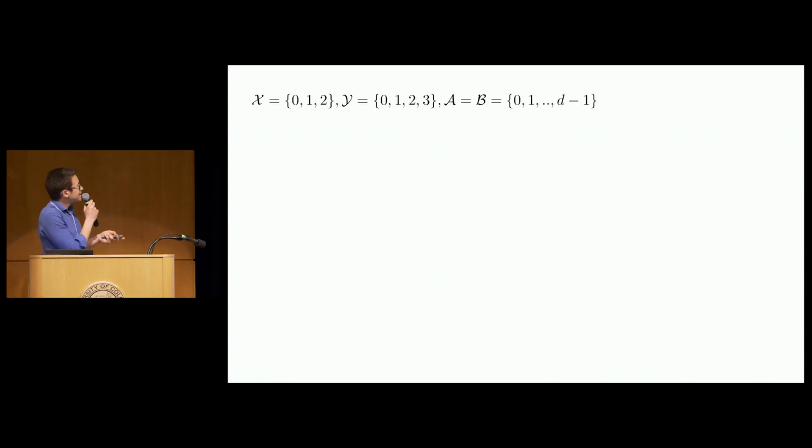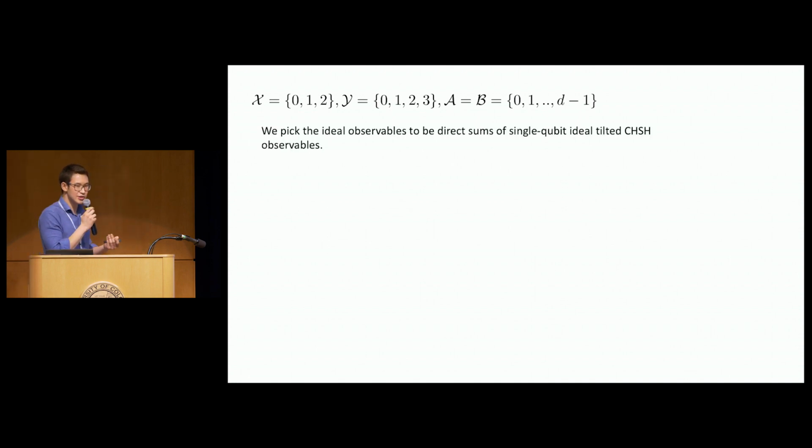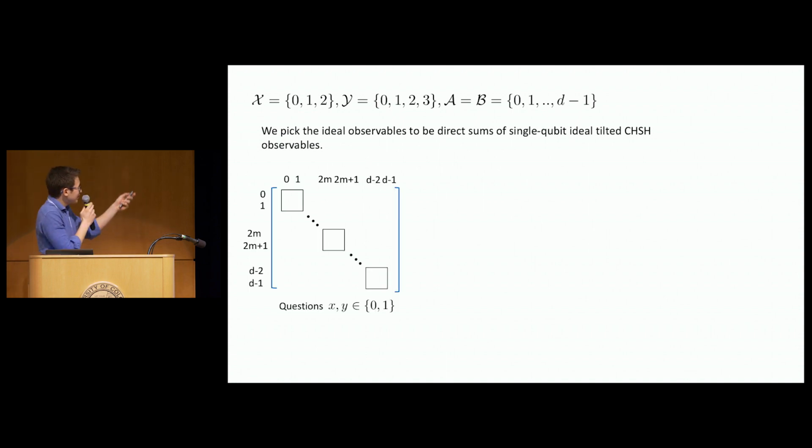Here is the self-testing correlation for such a generic state. As I anticipated, it's on question sets of size 3 and 4, and answer sets of size D. I'll describe it by telling you what the ideal observables are that attain this self-testing correlation. The ideal observables mimic the intuition I discussed in the previous slide, so we take them to be direct sums of single qubit ideal tilted CHSH observables. So they look like this.